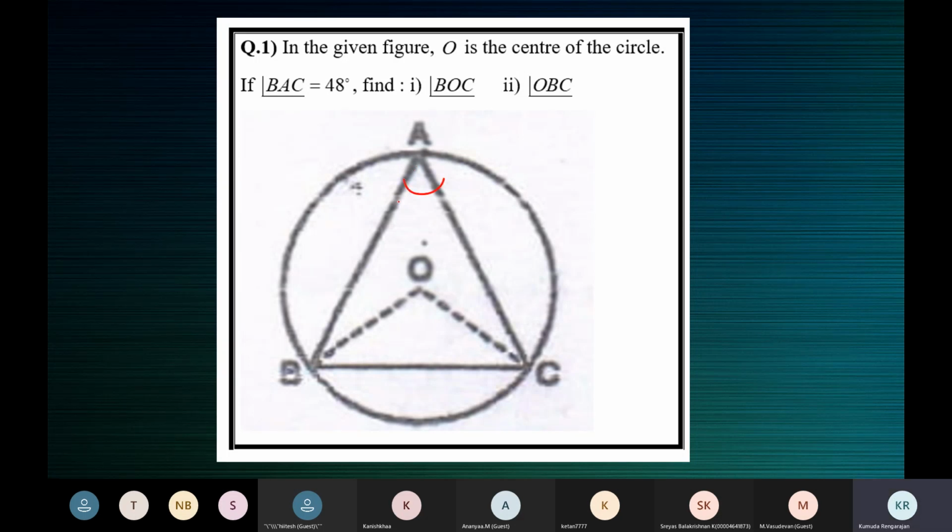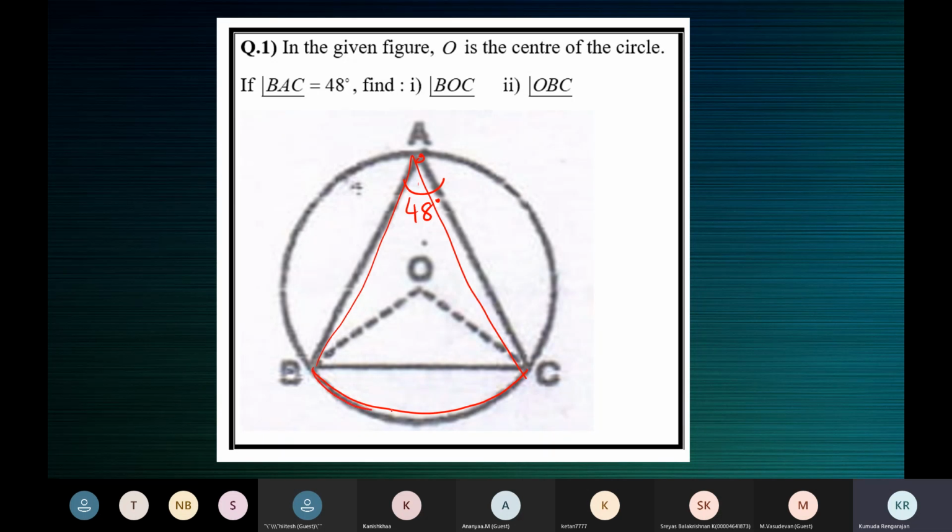Children, my question was, which arc subtends angle BAC on the circumference? Arc BC, ma'am. Is BC the minor arc or major arc? Minor arc, ma'am. Minor arc BC makes this angle BAC on the circumference at A.